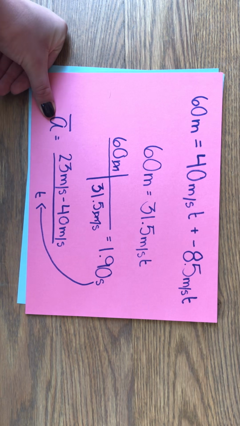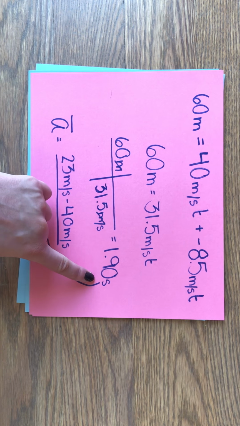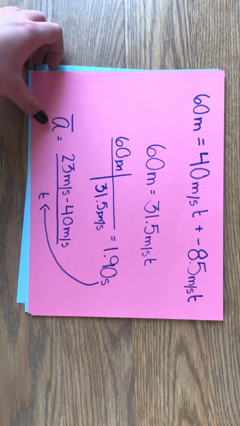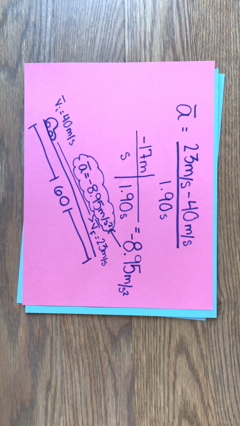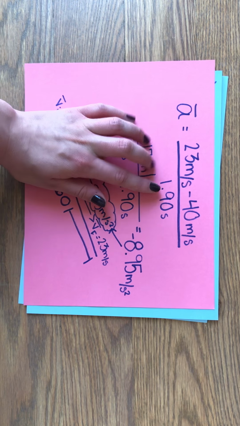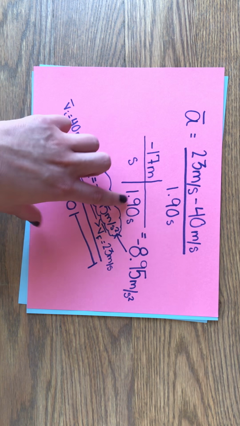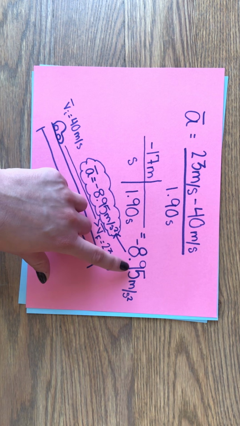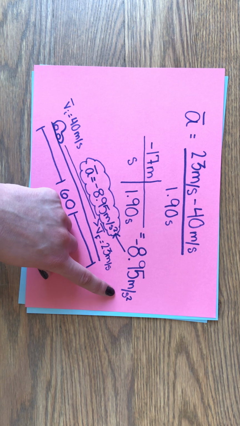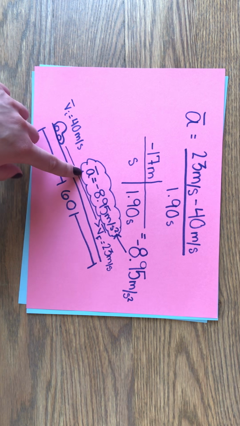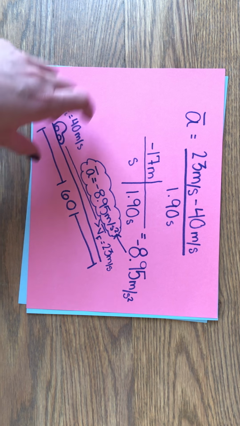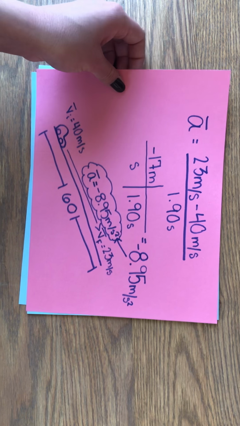And now you can find acceleration by substituting in the time into the time space. So once you substitute it in, you're going to combine like terms and divide, and you'll get negative 8.95 meters per second squared. Now we have our acceleration. So we can find B.